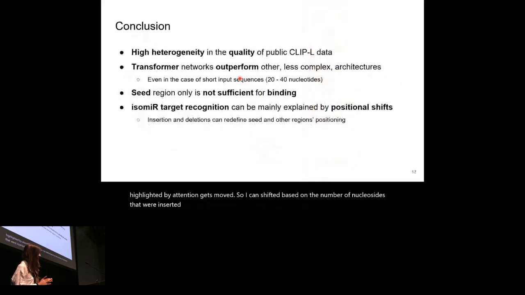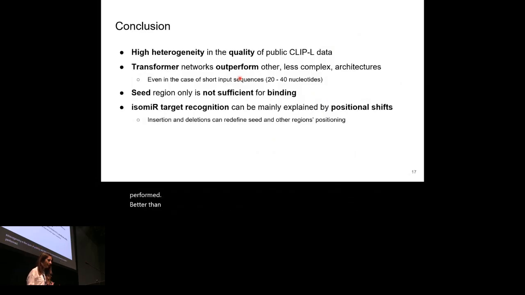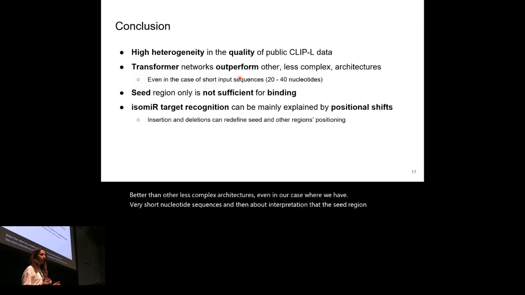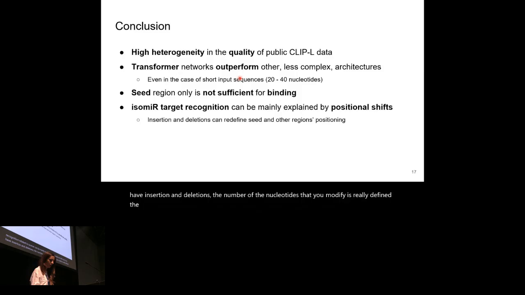So to conclude, we saw in this project that there is a high heterogeneity in the quality of public CLIP-L data, that the transformer networks in general performed better than other less complex architectures, even in our case where we have very short nucleotide sequences. And then about interpretation, that the seed region alone is not sufficient for binding, but other regions are important too. And lastly, that the target recognition related to isomiRs can be mainly explained by positional shifts. So if you have insertions and deletions, the number of nucleotides that you modify is really redefining the positioning of the other regions.